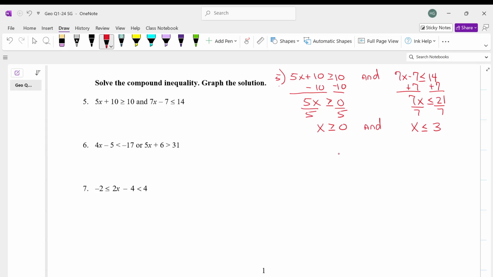And then when you graph that, we're going to plot the 0 and the positive 3. We need greater than or equal to 0. So we're closed, and we're going to the right. And then we need less than or equal to 3. So we're closed on the 3, and we're shading less than the 3. So there's your graph.